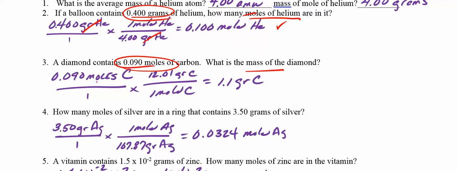Now I'm going to cancel this unit with this unit. That's going to leave me with grams of carbon. I have 0.90 times 12.01. If I do that on the calculator, I'm going to get 1.1 grams of carbon. Notice I can have only 2 significant digits. Leading zeros never count, so it would be 1.1 grams of carbon for number 3.